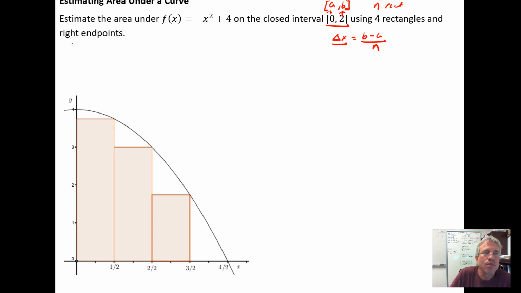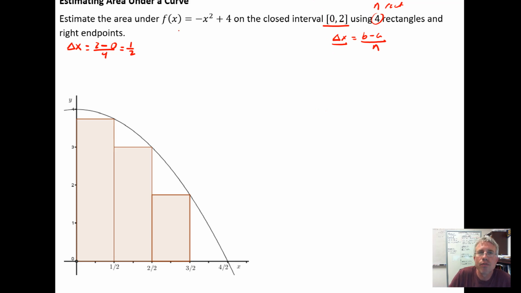So in our case, to get delta x, the width of each rectangle, we're going to take 2 minus 0. We're going to take the right endpoint of our interval minus the left endpoint of our interval. We're going to divide it by 4 because there are 4 rectangles. And so just like in the previous video, we're going to get that the width of each rectangle needs to be 1/2. The next step is to put tick marks in on your interval, tick marks that are spaced so that you use them to construct your rectangles.